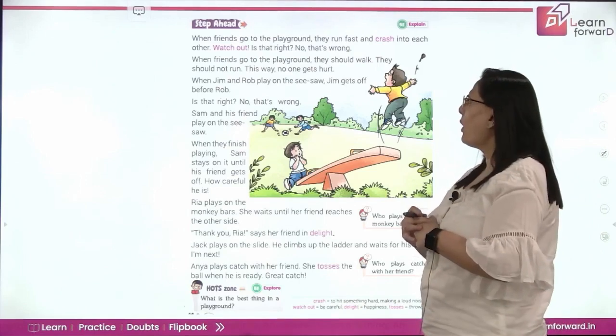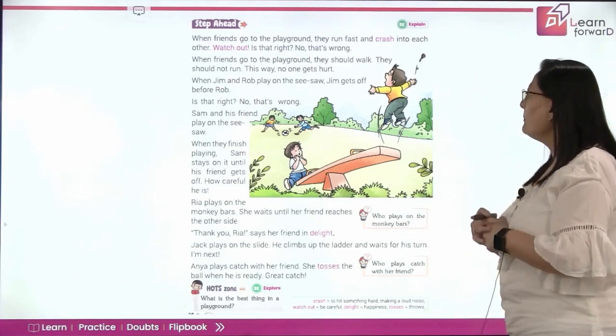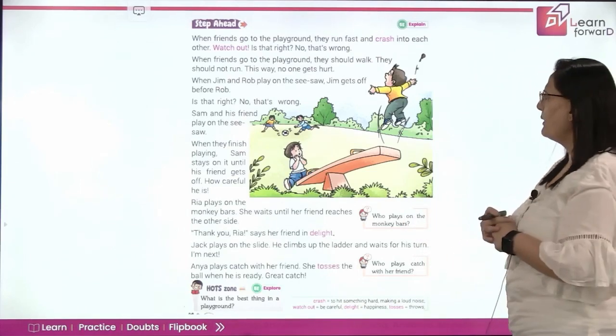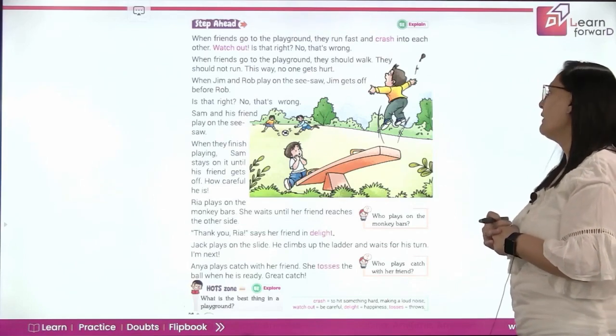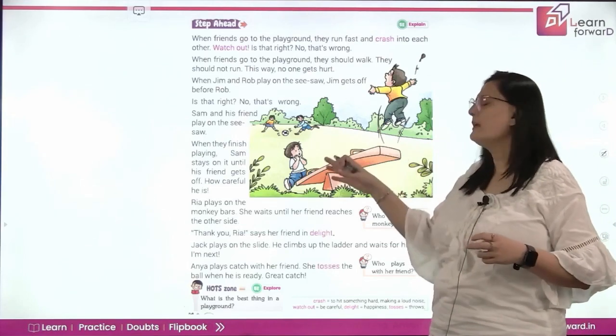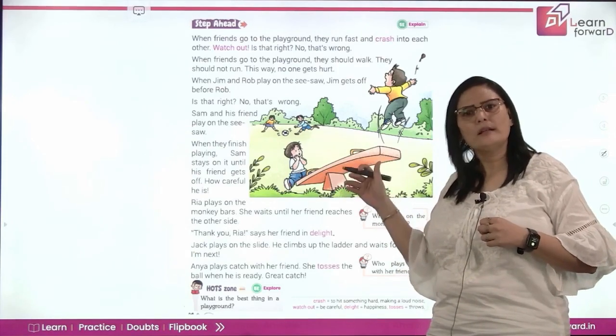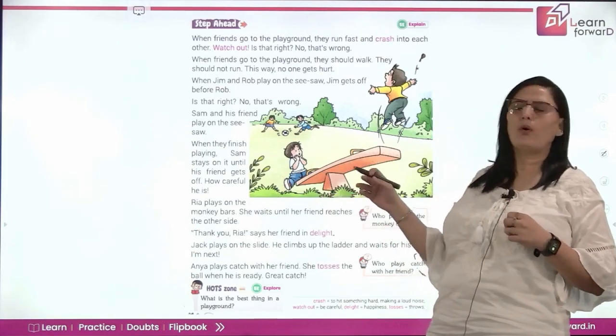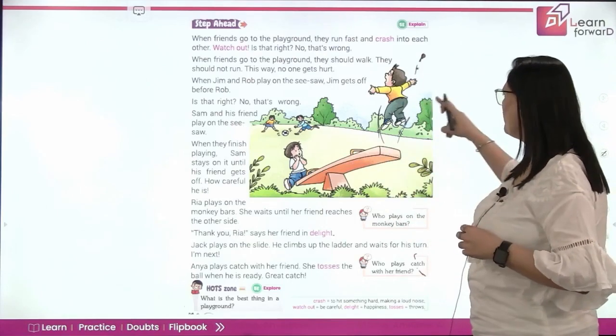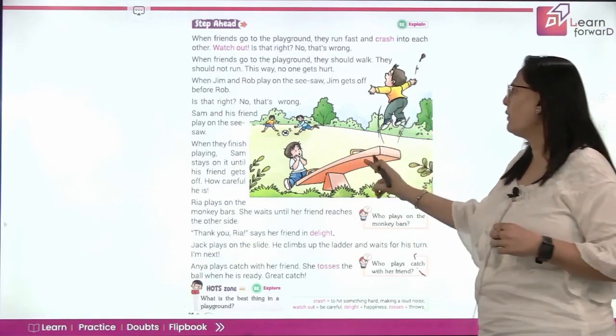When Jim and Rob play on the seesaw, Jim gets off before Rob. Is that right? No, that's wrong. In case if one gets down, right, and the other is on the seesaw, then definitely the one sitting will get a jerk and will fall down. See, this is the picture. So this is also wrong.